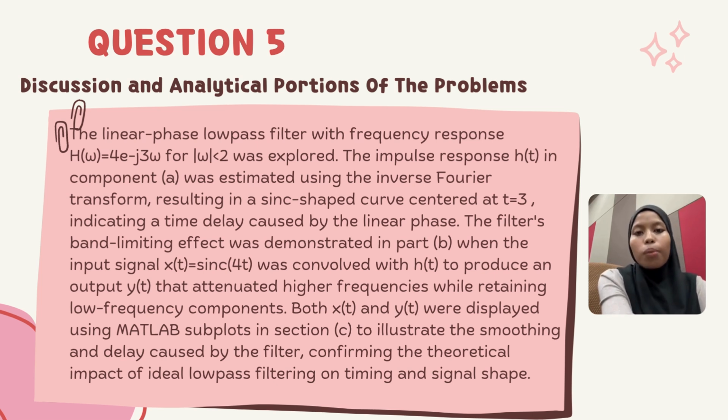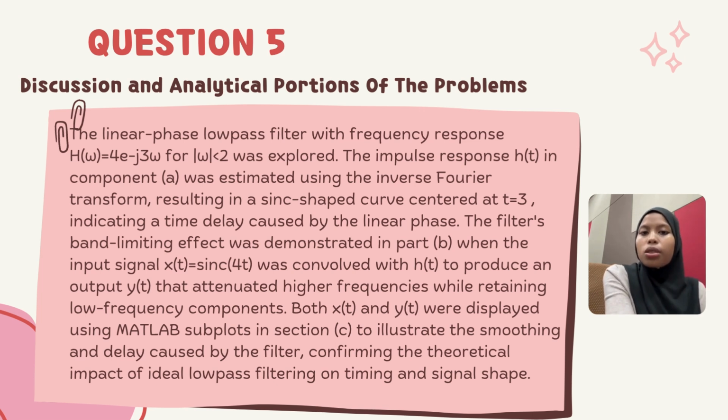The linear phase low-pass filter with frequency response H(ω) equal to 4 times exponent of negative j3ω for |ω| less than 2 was explored. The impulse response h_d in component A was estimated using the inverse Fourier transform, resulting in a thin shaped curve centered at t equal to 3, indicating a time delay caused by the linear phase.